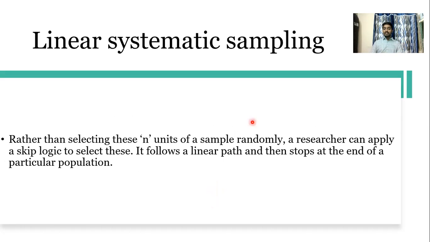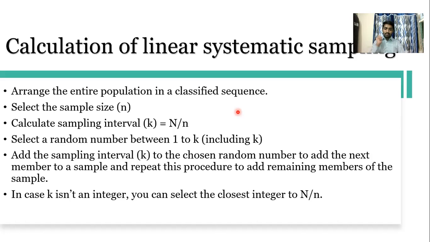Now linear systematic sampling. When it comes to linear systematic sampling, it is not like random sampling. Here there is a flow, as the name states, linear. It has certain linear frequencies in it. Rather than selecting n units of sample randomly, a researcher will apply a skip logic to select. It follows a linear path and then stops at the end of the particular population. I'll explain the steps and then give you an example.